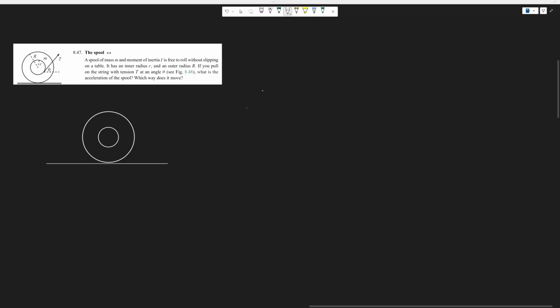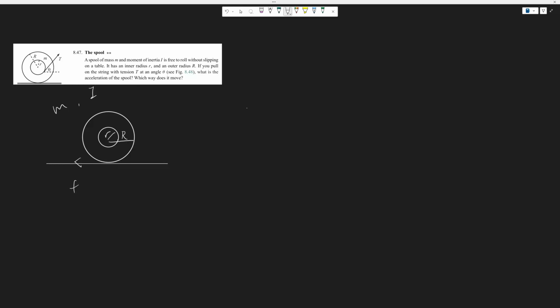Hello all. So today we will talk about exercise 8.47, the spool. It is about the spool of mass m with moment of inertia I, and it's free to roll without slipping on a table. So straight away we know that there's a friction acting here, because otherwise, if there's no friction, this spool wouldn't start to rotate. And it has an inner radius r and an outer radius capital R.